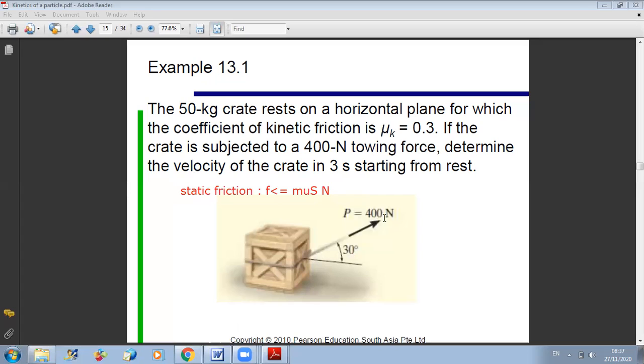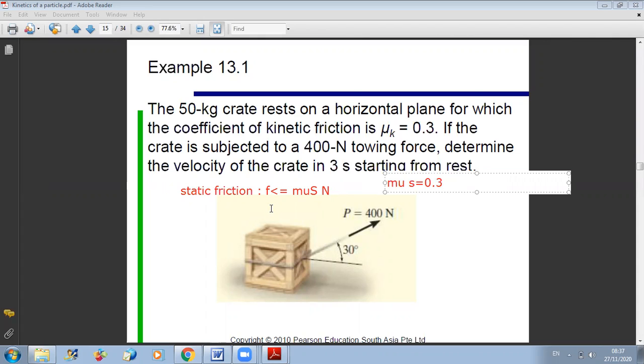So here I put P on my crate. Not any value of P can move my crate. If I tell you that mu s is 0.5 and mu k is 0.3, and I ask you whether you will have motion here, yes or no, how will you know? To know if you have motion or not, you should calculate the friction.